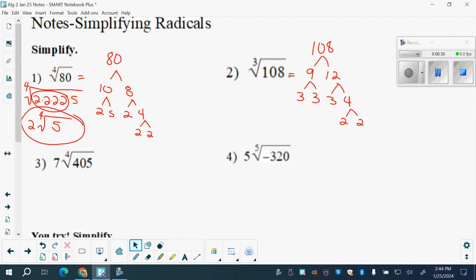So this is the same thing as the cube root of 1, 2, 3 3s and 1, 2 2s. So this is a cube root, so we are looking for groups of 3. So do we have any groups of 3? Yeah, we have 1. We have 3 3s. So what do we do with that 3? Yep, goes in the front. So it's 3 times the cube root of 2 times 2, which is 4. So 3 times the cube root of 4.